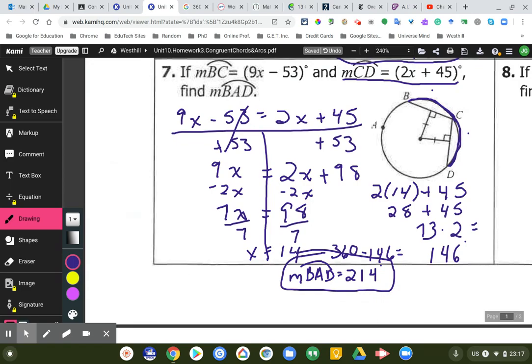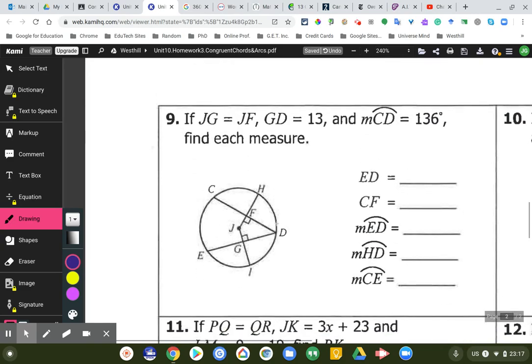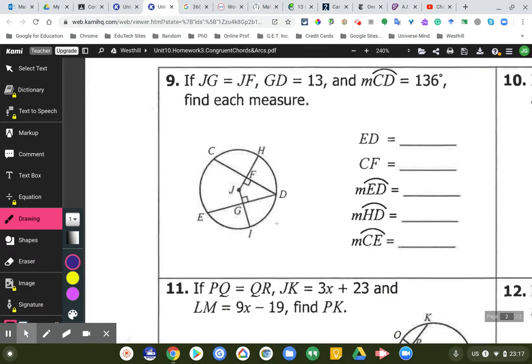Okay, getting down to our last problems here. 9, 11, 13, 15. Okay, once again, number 9 looks like we got to do a lot of stuff. We don't. All right. It says JG is equal to JG right here is equal to JF, even though it doesn't kind of look like it. GD is equal to 13.